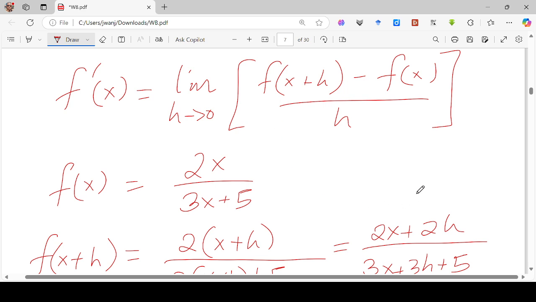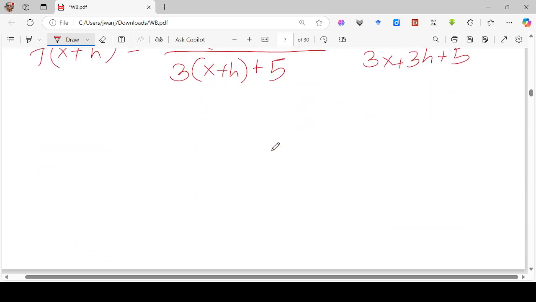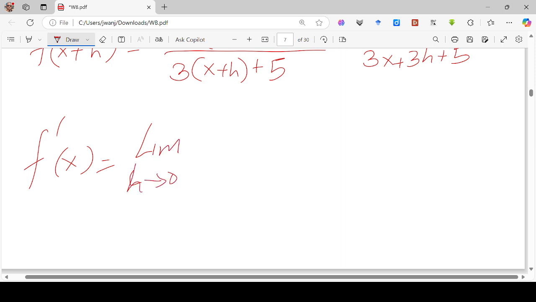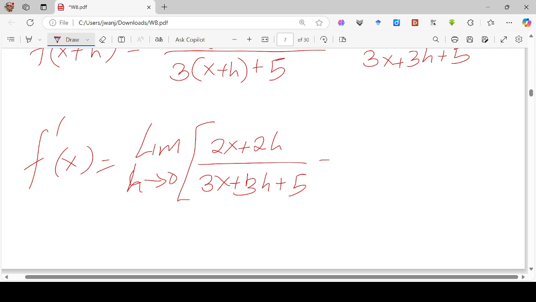Then we can substitute back. So f of x plus h minus f of x, then divided by h. So we get f prime of x is equal to the limit as h approaches 0. We get f of x plus h is 2x plus 2h divided by 3x plus 3h plus 5. Then we subtract f of x, which is 2x divided by 3x plus 5, and the whole of that is divided by h, so we can just multiply by 1 over h.